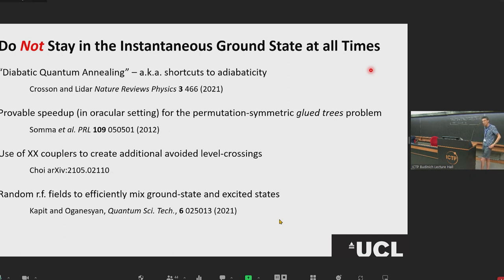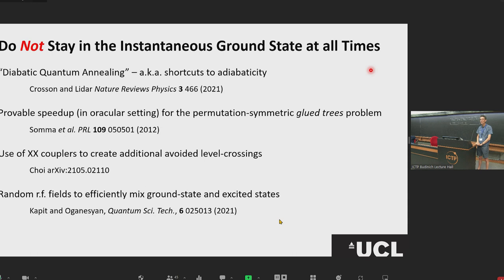So there's been a bit of activity in the last few years on diabatic quantum annealing, and you might think of that as basically a shortcut to adiabaticity. In other words, you have some small gap in your annealing schedule. If you want to stay in the ground state as you go through that schedule, of course, you have to go slow. So that's what we call quantum slowdown.